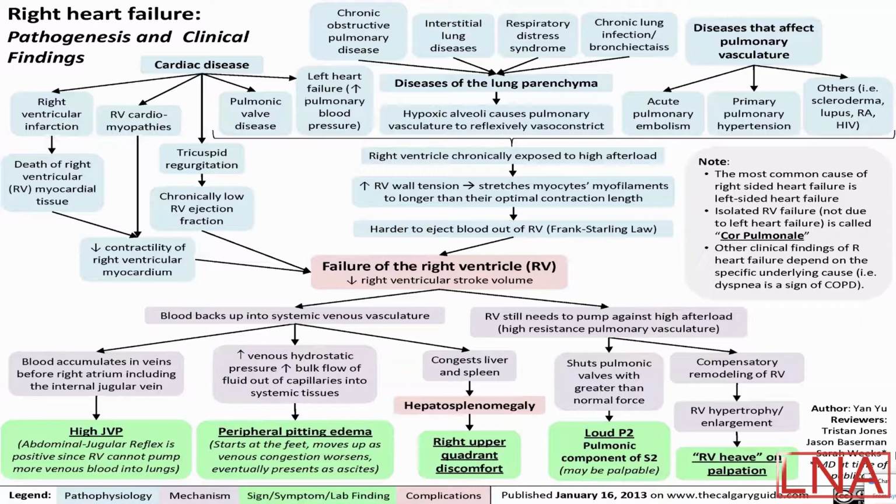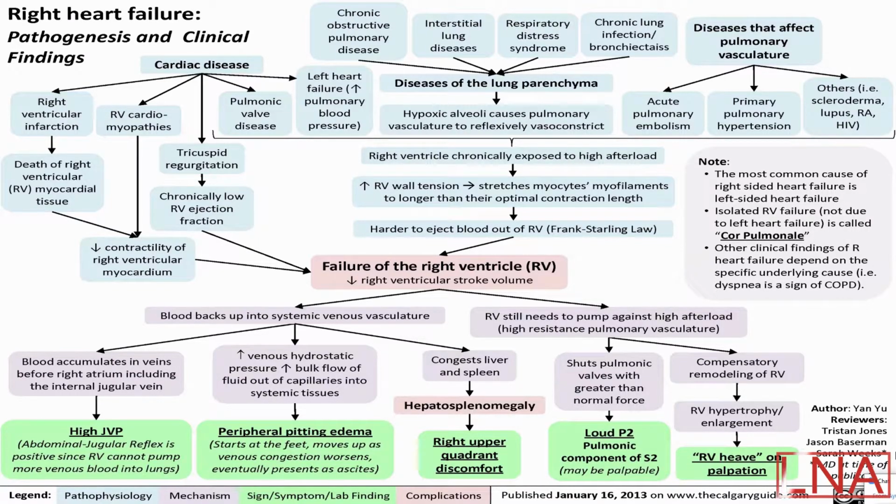lead to the right ventricle being chronically exposed to a high level of afterload, leading to an increase in right ventricular wall tension and stretching of the sarcomeres longer than the optimal contraction length. There is a disbalance between the stretching and relaxation of the myofibrils of the right ventricle, so the ventricle has to inject blood out, including the Frank-Starling mechanism. It leads to failure of the right ventricle and decreased right ventricular stroke volume.